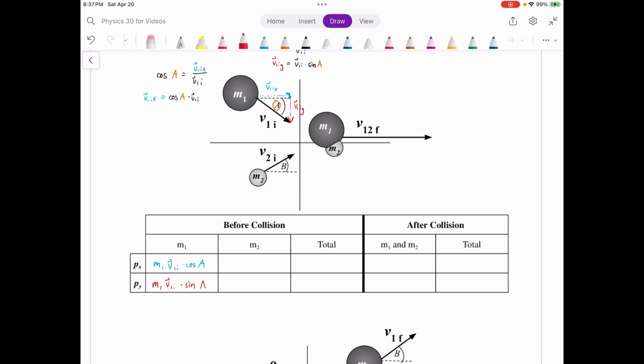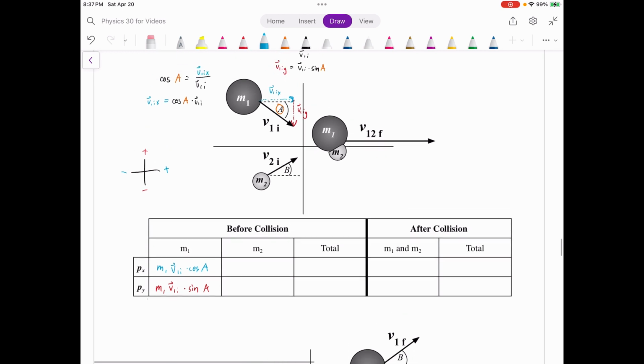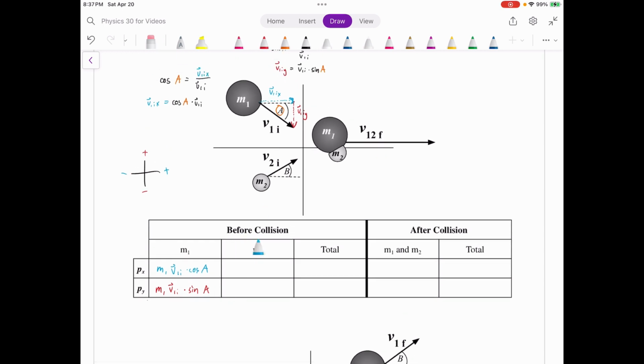right? And of course, we'd want to do things like keeping track of direction. So if I said, let's just say down is our negative y, up is our positive y, right is our positive x, left is our negative x, right? Then we would need to make sure we remembered this would actually be negative, right? So we could slap a negative in there once we calculated it out, okay?